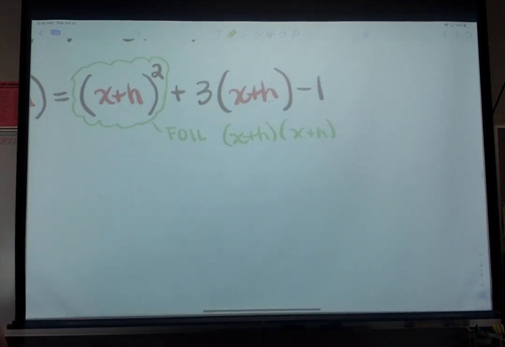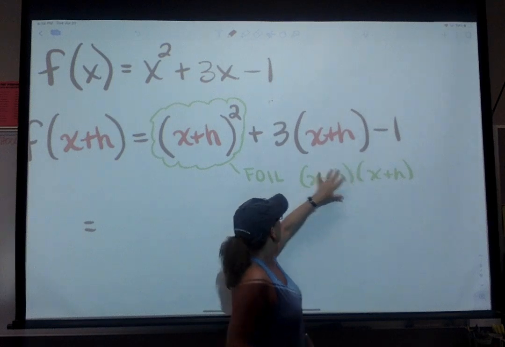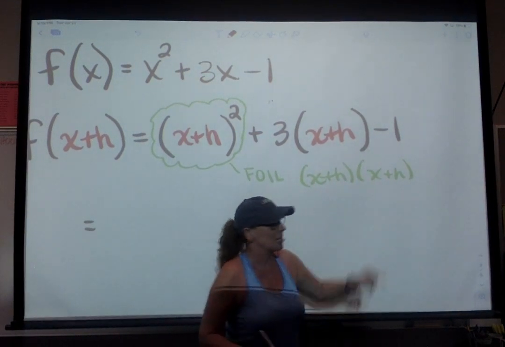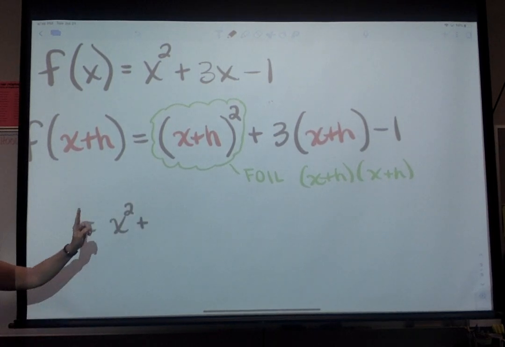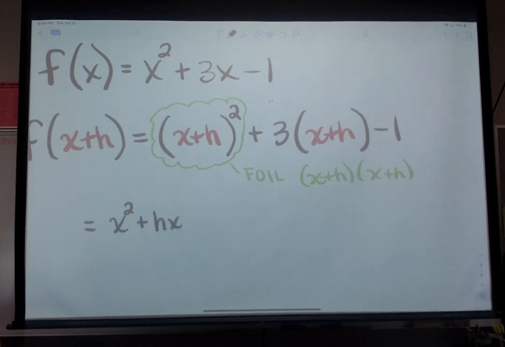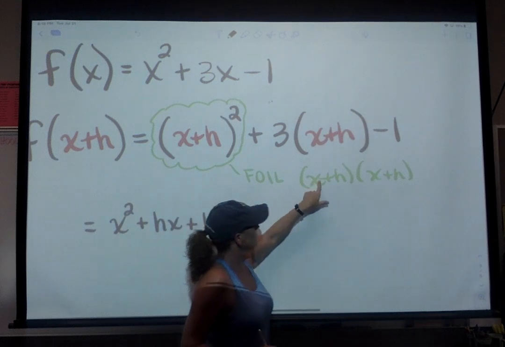Here's what we get. Actually, I'm just going to keep my equation going. Ready? So this is what I'm about to do. I'm about to FOIL this out. So I'm going to go first, x squared. Outer, x times h. Inner, h times x. Last, h squared. Y'all see what I did there? I FOILed this out. So I did first, outer, inner, last.